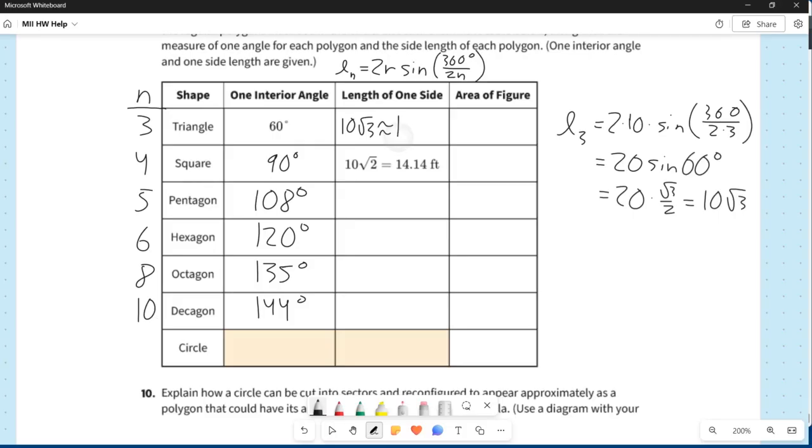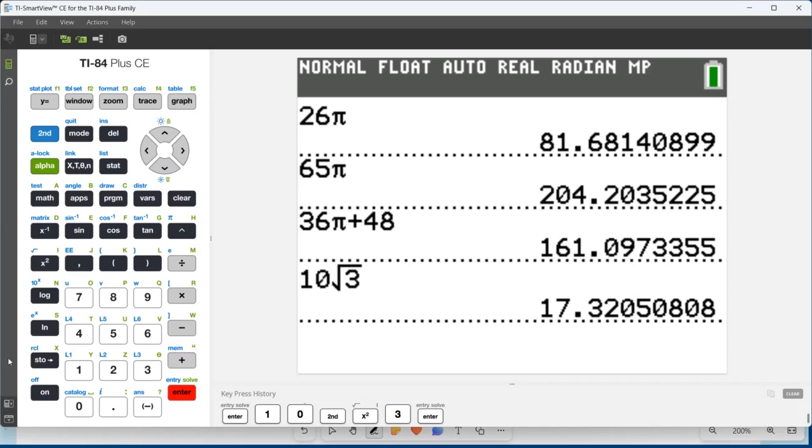So approximately 17.32 feet. Now, if your trigonometry knowledge, background, familiarity, however you want to phrase it, is not so great, you can also type in sine of 60. So, going back to the calculator here, if we type in 20 sine of 60 degrees, the only thing we have to make sure of is that our calculator is in degree mode.